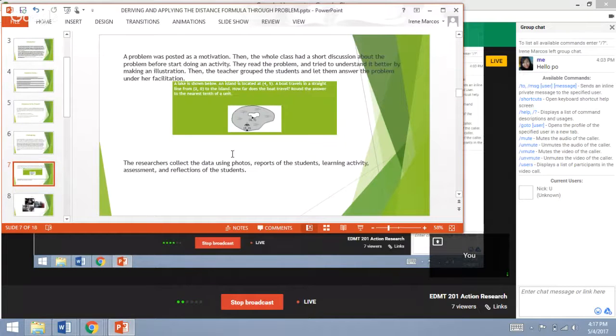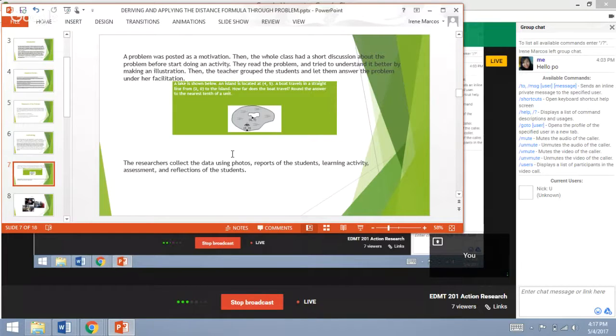So this is the problem. A lake is shown below. The island is located at coordinates 4 and 5. A boat travels in a straight line from coordinate 2, 0 to the island. How far does the boat travel? Round the answer to the nearest tenth. Here you would see that there is an island and a boat, and they are plotted on a coordinate plane.